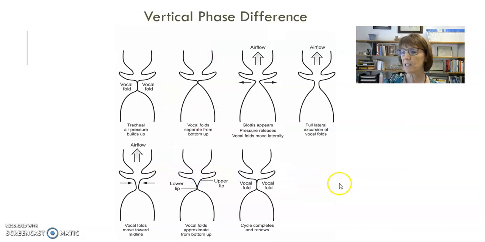The next slide, I won't go through step by step, but you can stop the video if you want to right now and look at this from one little incremental change to another, so that you can get a good mental image of what's happening with those vocal folds.